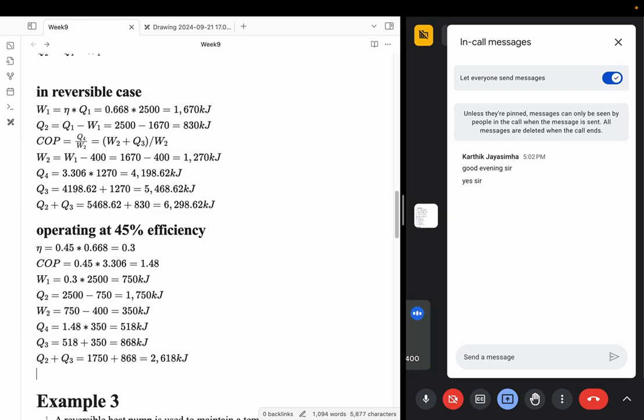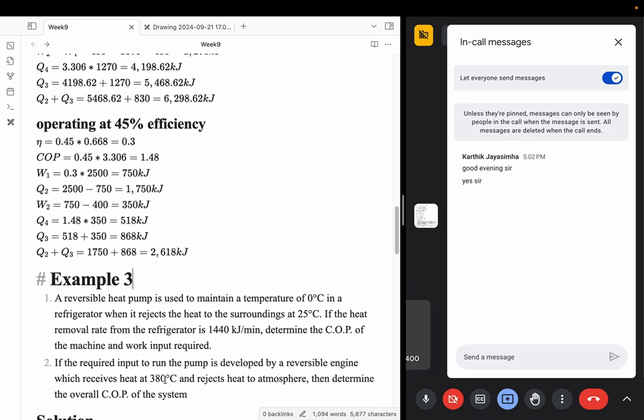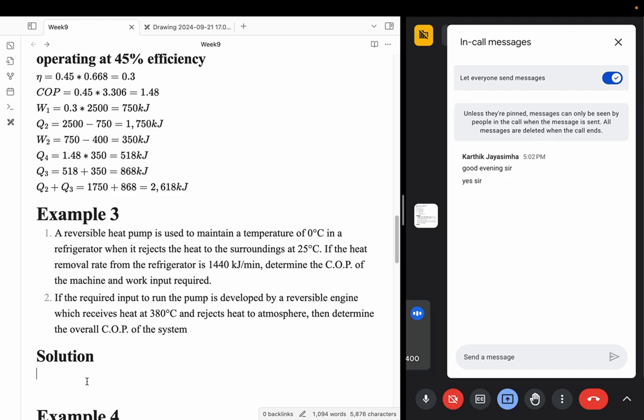Are there any questions in this? If you observe, previously the total heat rejection was around 6,298, but now it fell down to around 2,618. This is because of the lower efficiency. As efficiency keeps on decreasing, Q2 is the heat rejected to the ambient. So basically your work reduced for the same amount of supply. Since work got reduced, your output also gets reduced. If there are no questions, then we'll move on to the next problem.